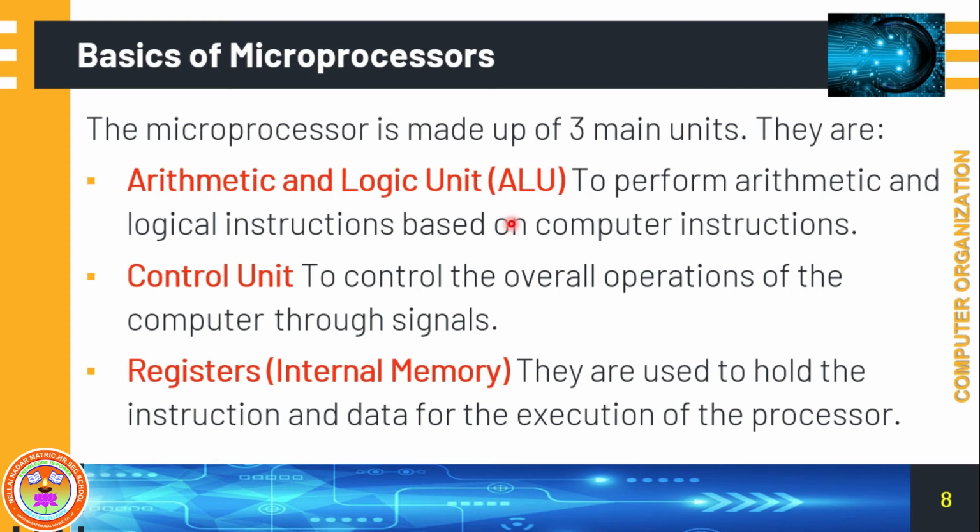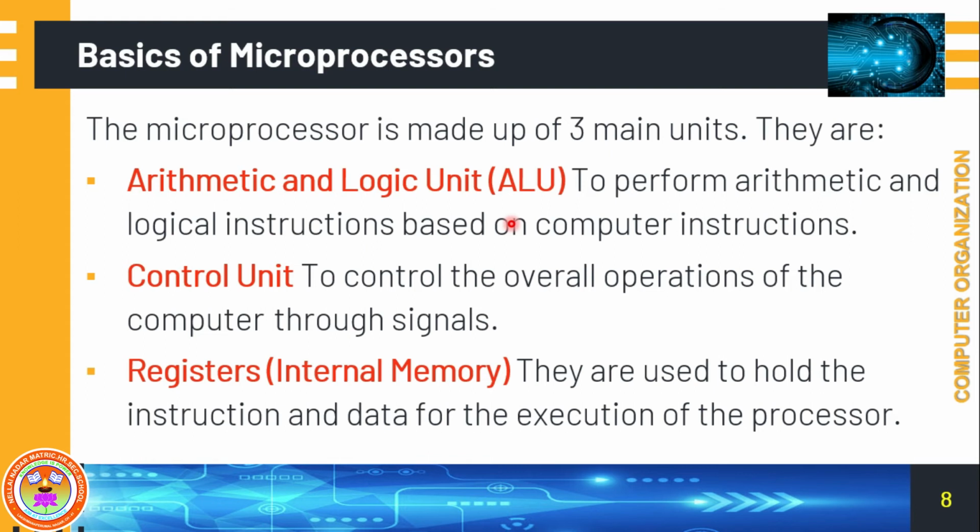The next one, the control unit. What does it mean? It controls the overall operations of the computer through signals. Through signals means what? Both input and output signals. Through electric signals, the control unit controls the overall operations in the computer. That is very, very important.